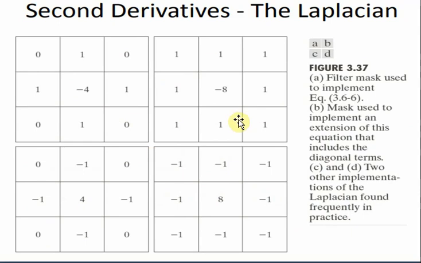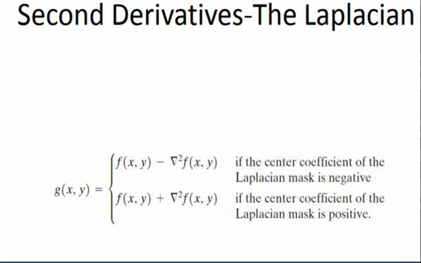But to enhance the image here, you should apply this one. This is the enhanced image g of x comma y. So after getting the second order derivative image, this is not the actual enhanced image. You just do this operation: take the original image and then do the addition.